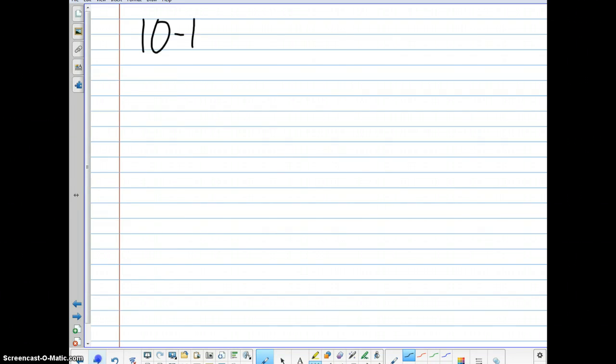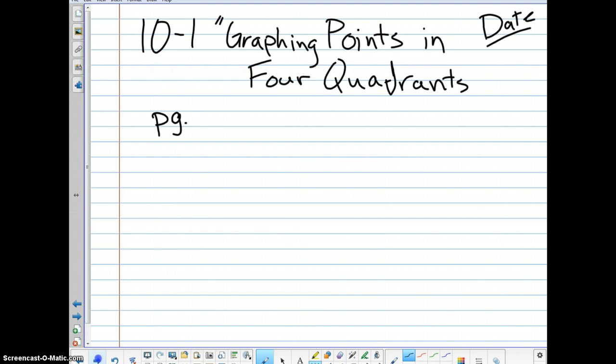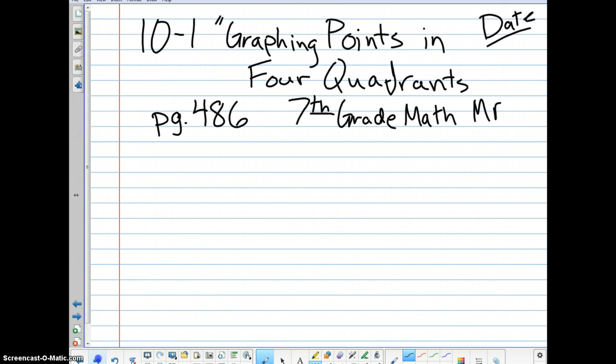Okay, today's notes are on 10.1, which is graphing points in 4 quadrants. Okay, put today's date in the upper right hand corner. If you happen to get stuck at all, please refer to page 486 in your textbook. This is 7th grade math with Mr. C.